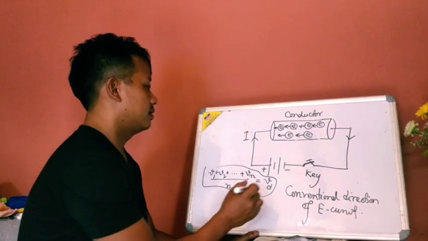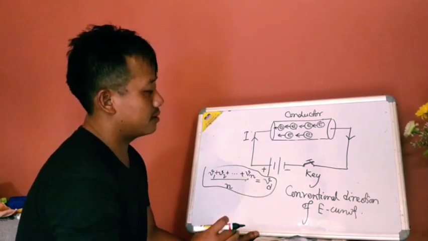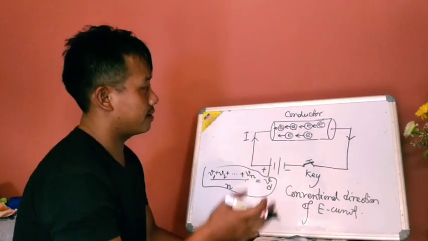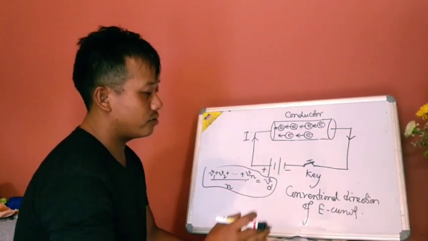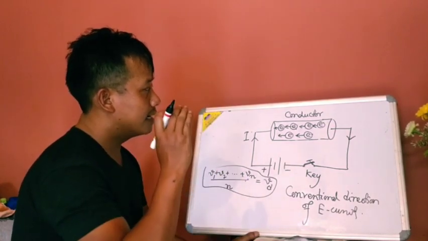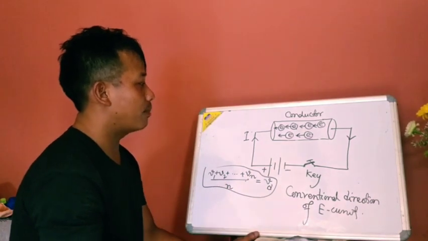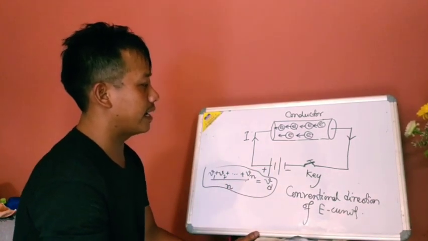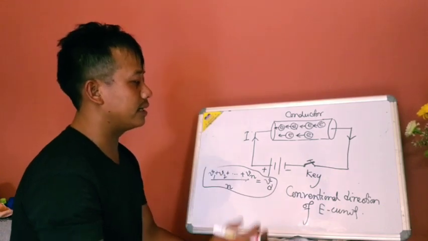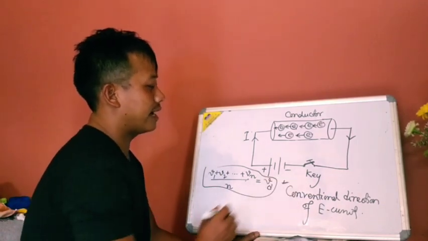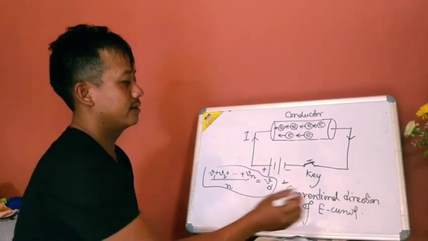Right. So in today's class, what you have learned is electric current, its SI unit, and how the electrons behave inside a conductor when you apply an electric field. And from that concept, it gives rise to the conventional direction of electric current. Okay.